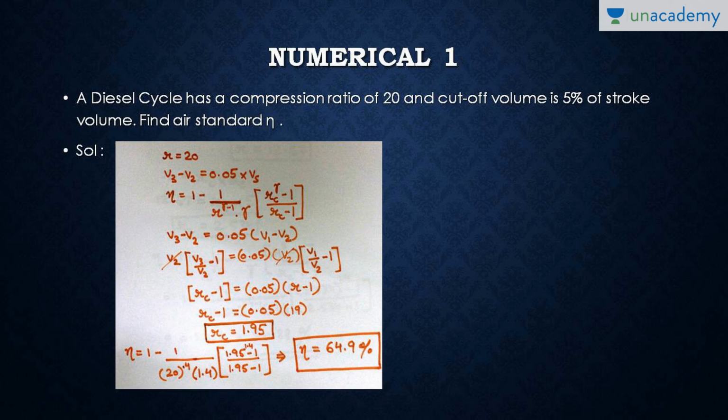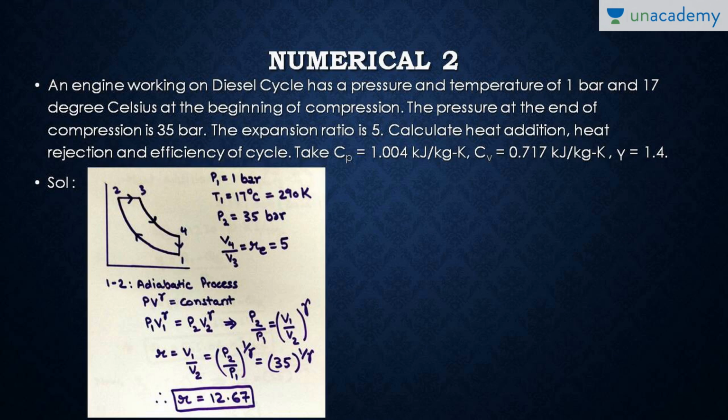In the next problem we will see an engine working on diesel cycle, which has a pressure and temperature of 1 bar and 17 degrees Celsius. P1 pressure is given as 1 bar and temperature is given as 17 degrees Celsius at the beginning of compression. Convert this 17 degrees Celsius into Kelvin. And the pressure at the end of compression is 35 bar.